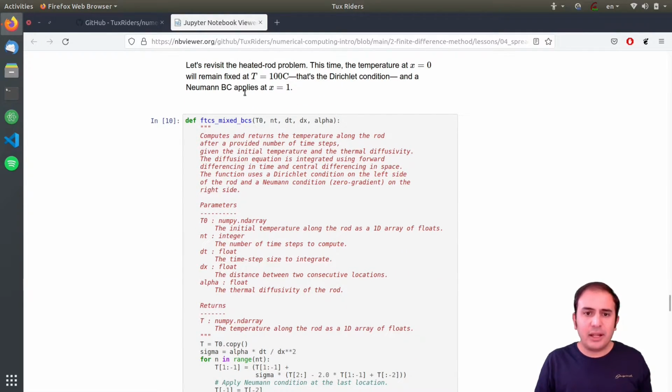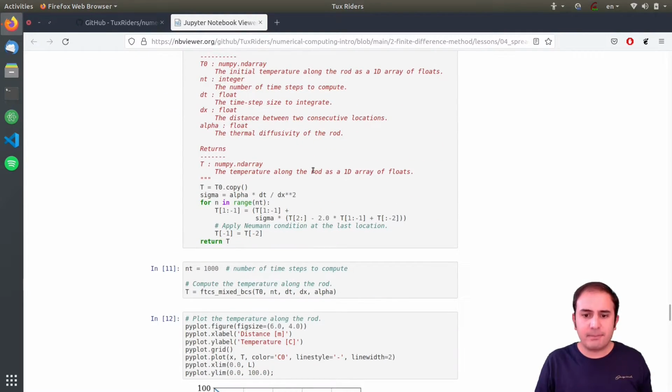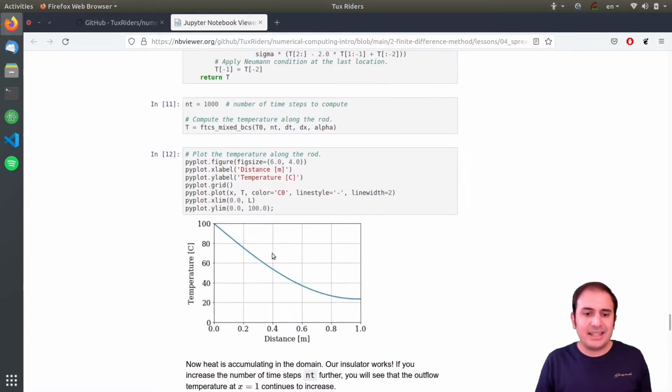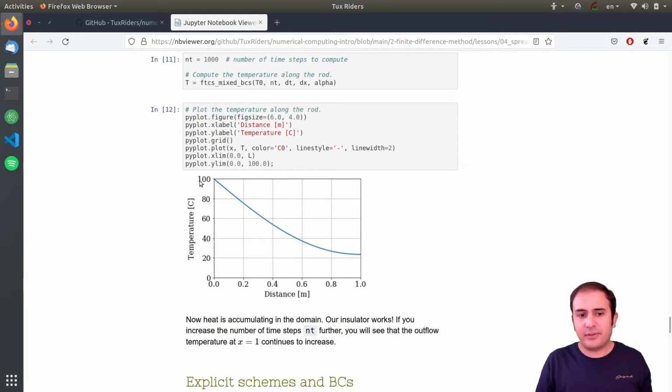So when we apply this kind of boundary condition to our formulation, you see that at each time step we apply the Neumann condition here. And then we have these results. Instead of going from 100 to 0, this shows very nicely, visually, that there is a sort of constant rate of temperature change here.